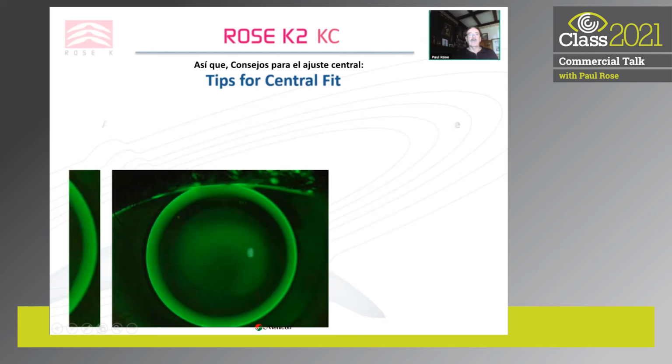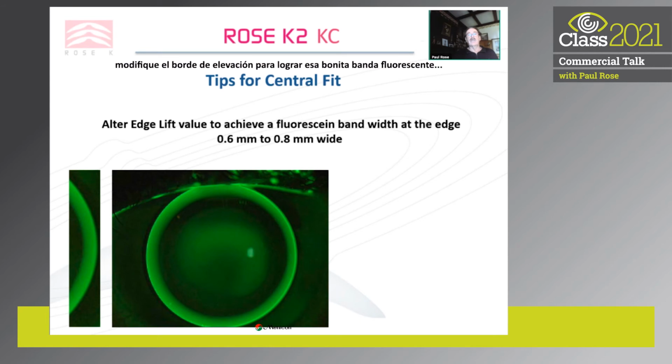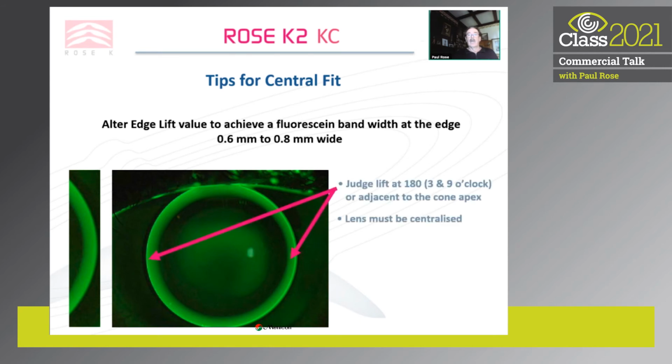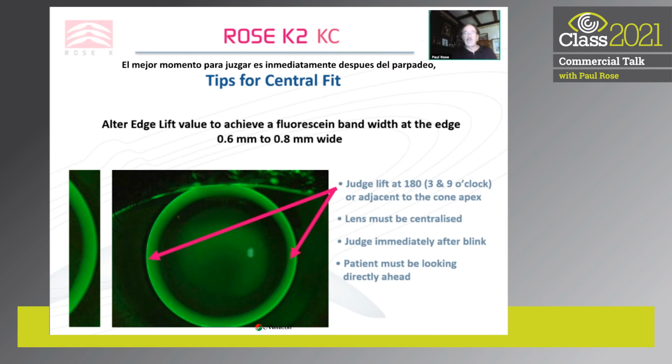So, tips for central fit: alter the edge lift to achieve that nice band of fluorescence as you see below there. Judge it in the horizontal meridian. The reason we do that is because that usually is the flattest part of the cornea, and that's where the edge lift is the tightest. The lens must be centralized. The best time to judge it is immediately after the blink, with the patient looking straight ahead.